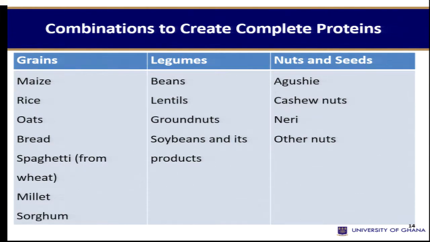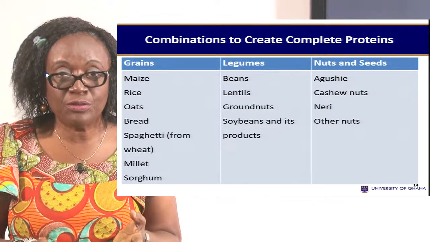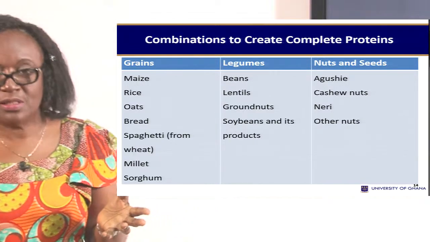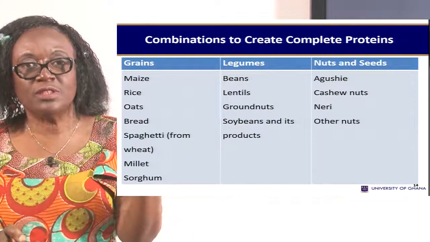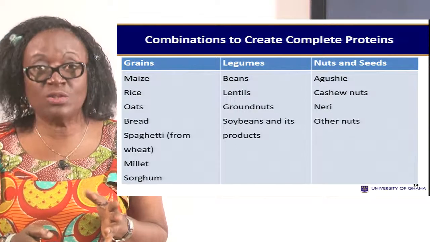We have all other kinds of nuts in Ghana now. So anybody who combines two has a better quality protein. If you combine the three, you are more than better, the best. So adding different groups is better than eating just from one group. That is not the best.